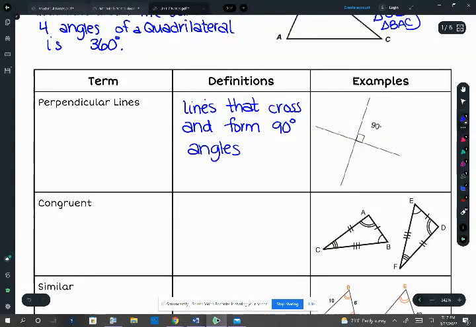So if you notice the picture, if these two lines cross, it forms 4 right angles. So we've got one here, one here, one here, and one here. So each of these are 90 degrees.